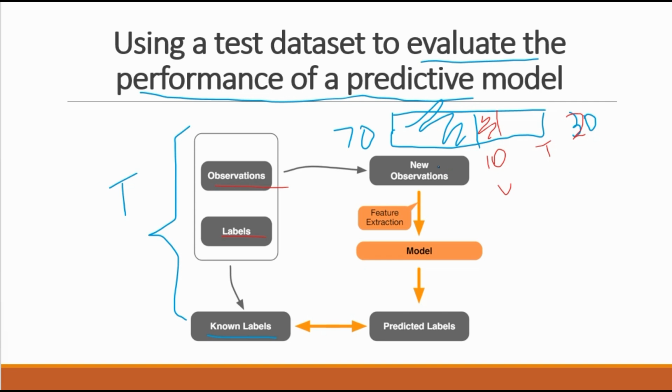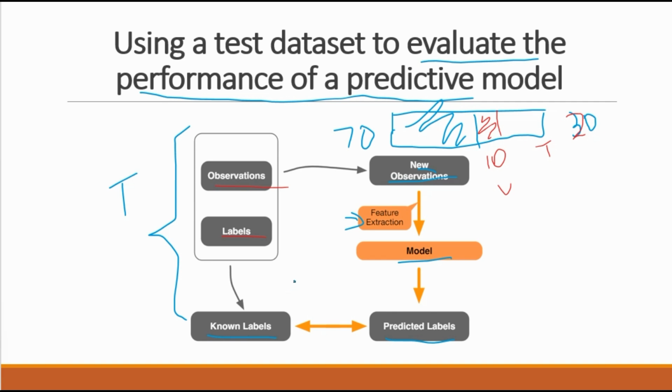We pretend that they are new, and then we do our feature extraction step, give the data to the model, and the model makes predictions. So we now have two sets of labels. One are the known labels. We know them because we had them in the test set. They are sometimes also called ground truth data.